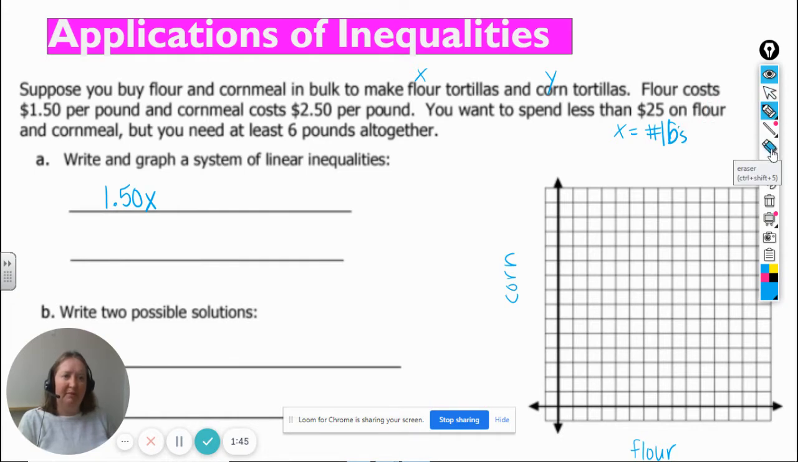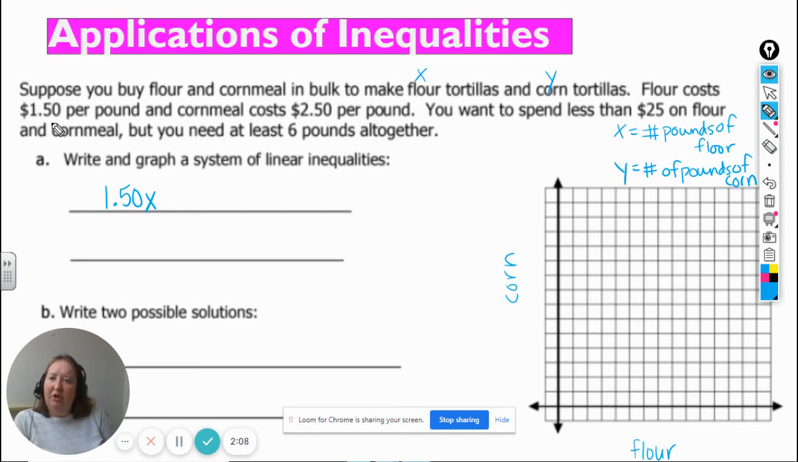Probably nobody's going to know what that means, so let me start again. Pounds of flour. And then that means the Y is the number of pounds of corn, right? Cornmeal. Okay, so $1.50 per the flour, and then cornmeal costs $2.50 a pound. So plus $2.50 a pound.